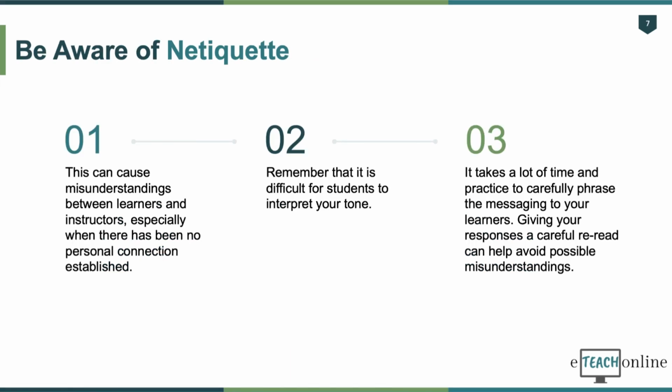Number 6, be aware of netiquette. Online netiquette can sometimes be tricky and standards often change. This can cause misunderstandings between learners and instructors, especially when there has been no personal connection established. When communicating with your learners, remember that it is difficult for them to interpret your tone. A humorous comment can sometimes be misinterpreted as snappy or irritated if they didn't realize the gist of your remark. Similarly, a quick and formal response can sometimes be read as cold or irritated. It takes a lot of time and practice to phrase the messaging to your learners. Giving all of your responses a careful reread can help avoid these possible misunderstandings.